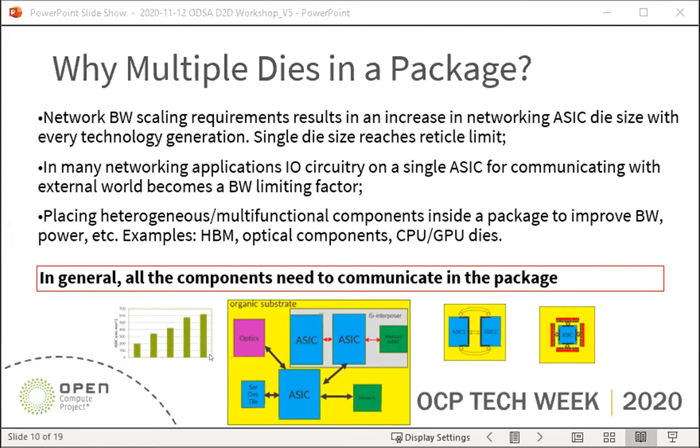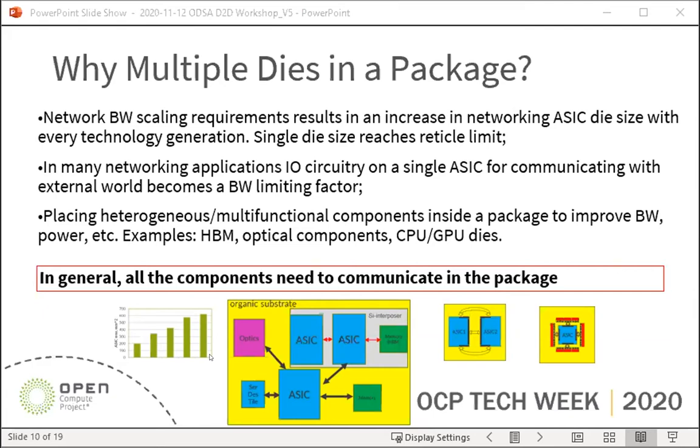The other important factor is that in many networking applications, the I/O circuitry, which is used for communicating with the external world and, for most networking applications, consists of high-speed SerDes, becomes a bandwidth limiting factor because of the scalability of I/O. So even if a core can deliver the bandwidth, the I/O cannot actually take this bandwidth out to the external world. That's another important factor.